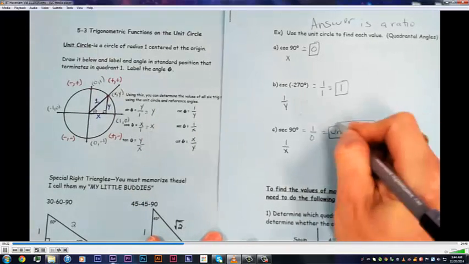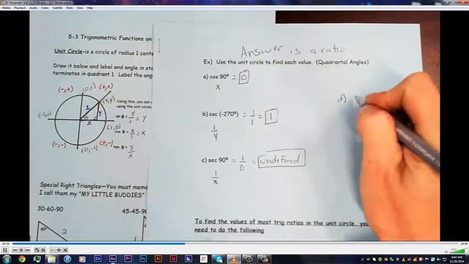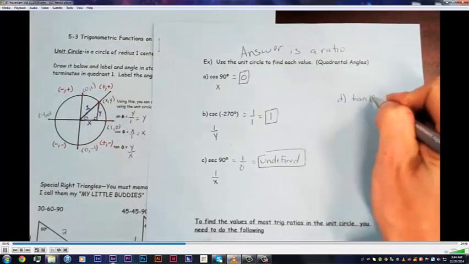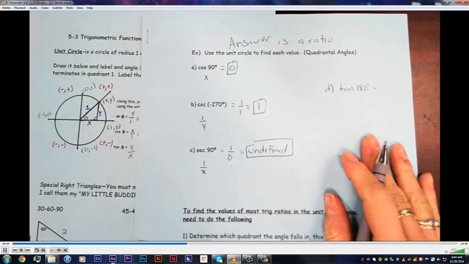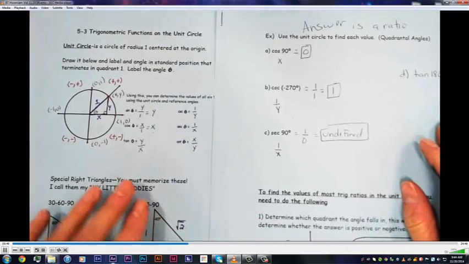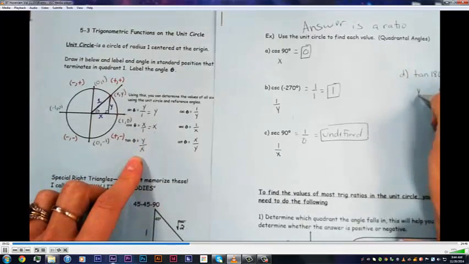Okay, let's just do one more off here on the side. Let's do part D, because I want to. Let's do tangent of 180 degrees, okay? Tangent of 180 degrees. So tangent is the ratio of the y-coordinate divided by the x-coordinate. Let me write that down.